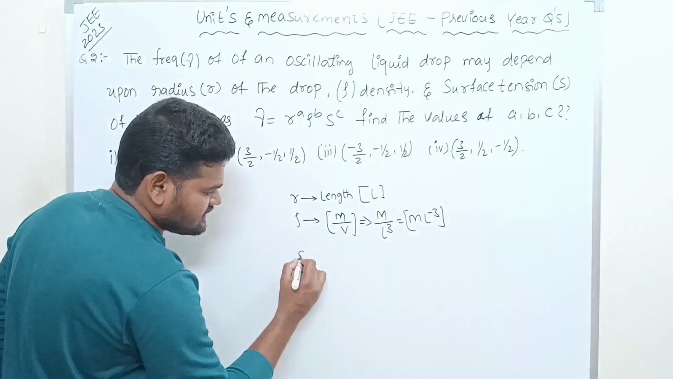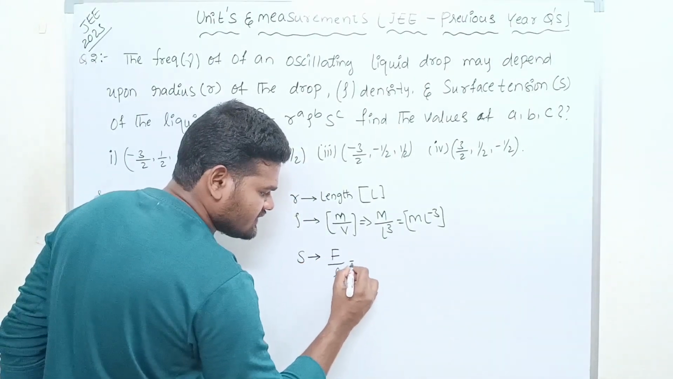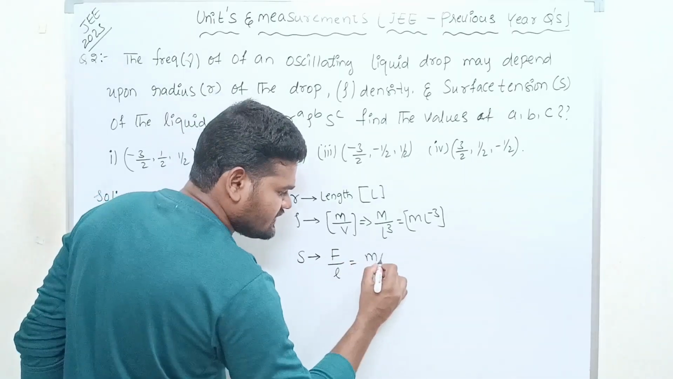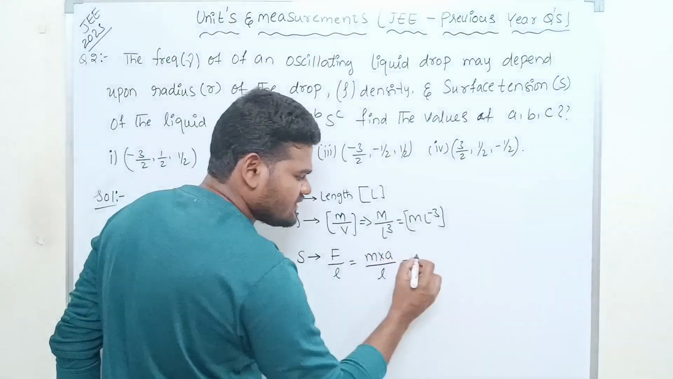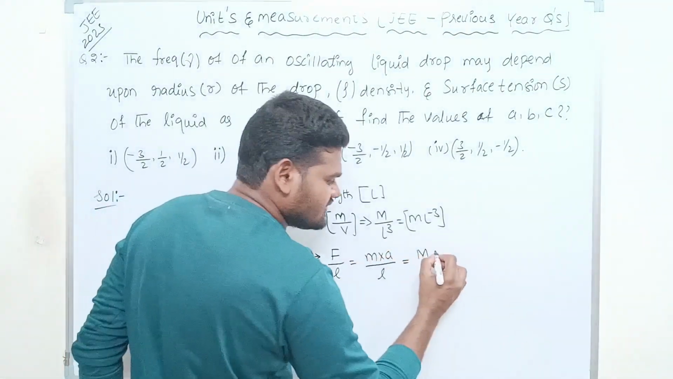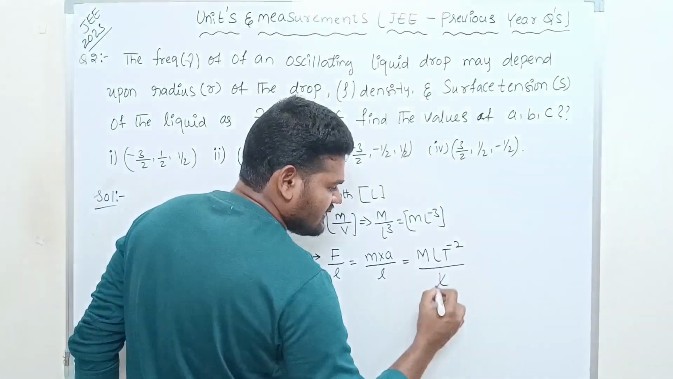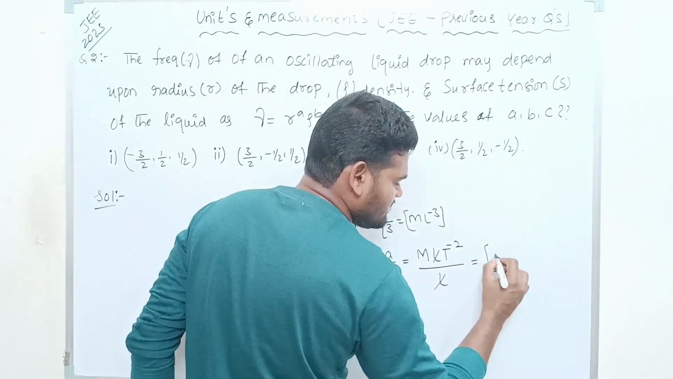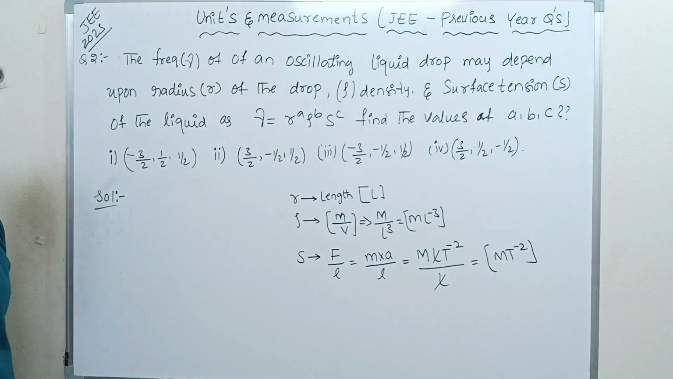Surface tension means force acting per unit length. Force is mass into acceleration, divided by length. Dimensional formula for mass is capital M, for acceleration L T power minus 2, divided by length L. L and L cancel out. We will get M T power minus 2.